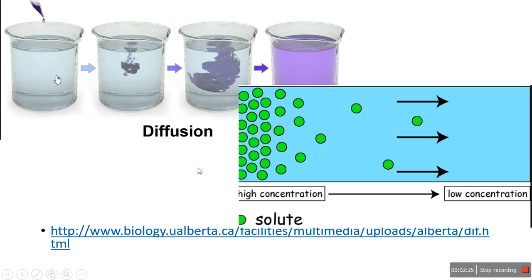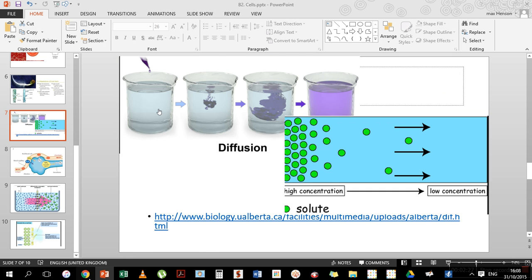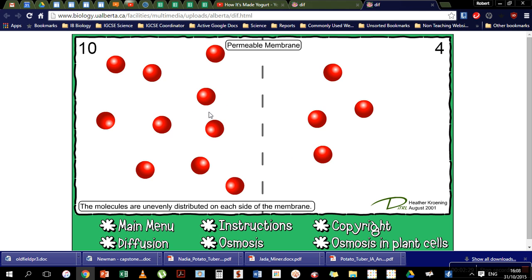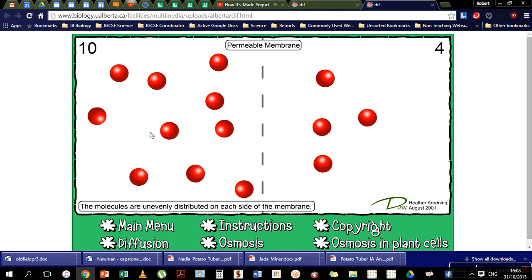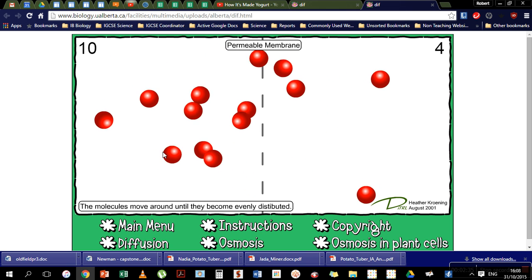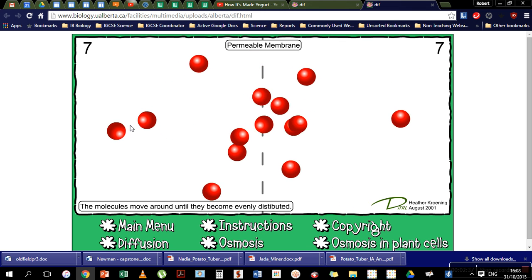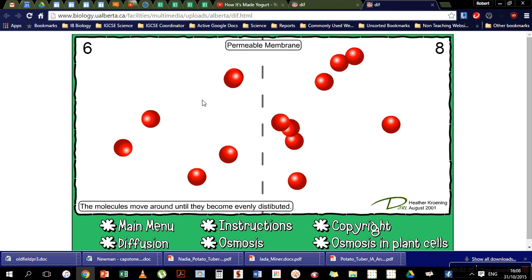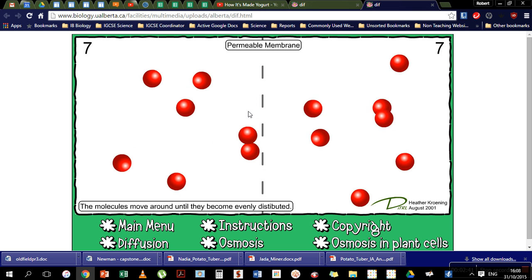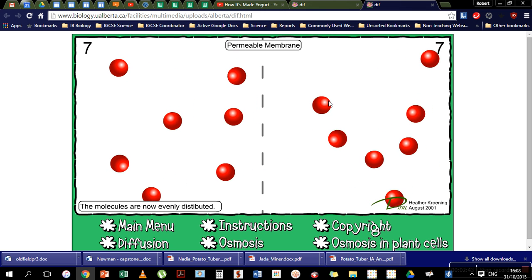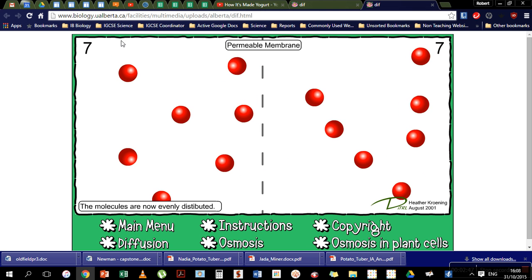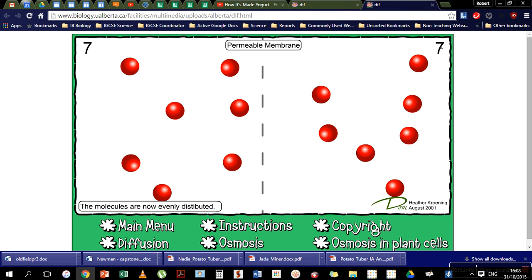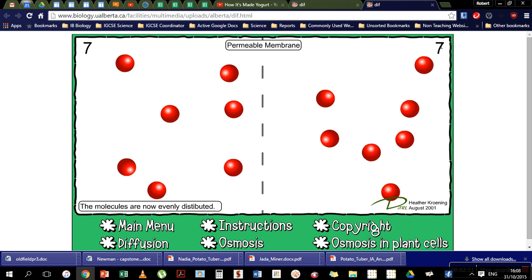So let's have a closer look at an animation to see how that works. Here's the high concentration. You can see they've all got that little bit of energy, so they've all got this Brownian motion. They're moving around randomly, and you can see now they're moving across from one side to the other until they reach an equilibrium. So they've got 7 here and 7 over here. Now they're in what we call equilibrium.